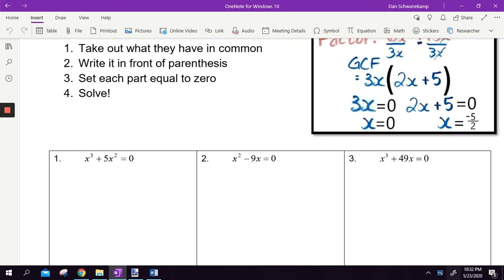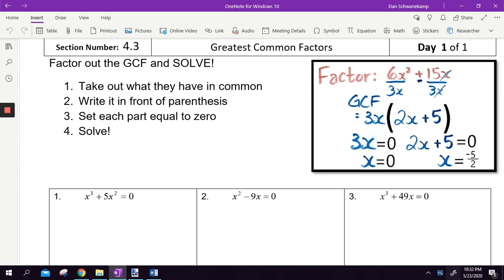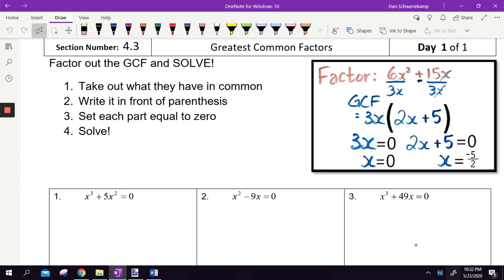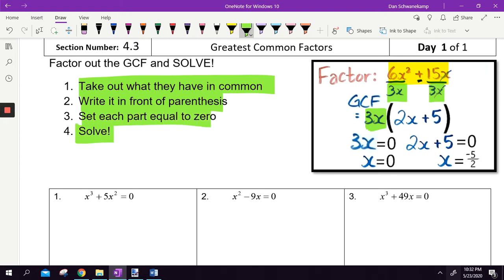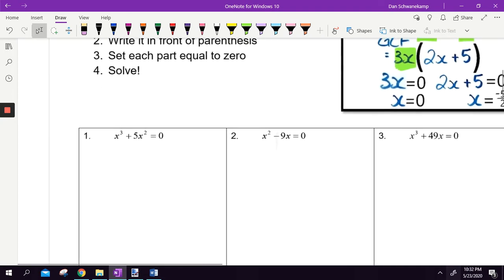Shouldn't be super long. The key to GCF is finding what something shares. So if you had a problem like 6x squared plus 15x, you're going to find out what they both have. Well, they both have a 3x in them, so we could take that 3x out in front, and the key is to divide both things by 3x. So 6x squared divided by 3x would give me 2x. 15x divided by 3x would give me 5. And then just like regular factoring, you are going to take both parts, set them equal to 0, and solve. So take out what they have in common, write it in front of the parentheses, set each part equal to 0, and solve. It's factoring. It's just a different type of factoring.